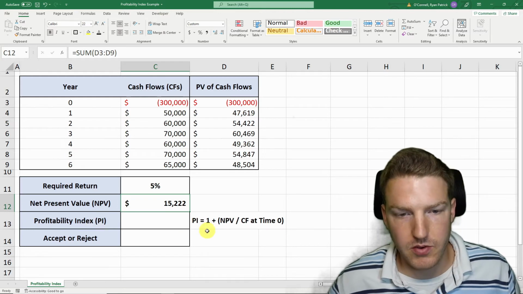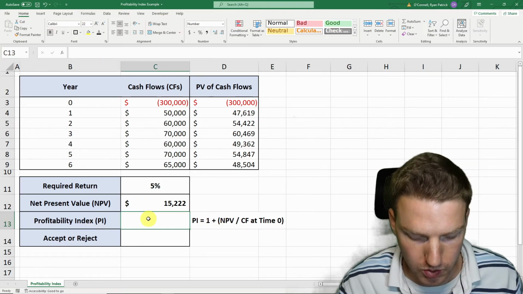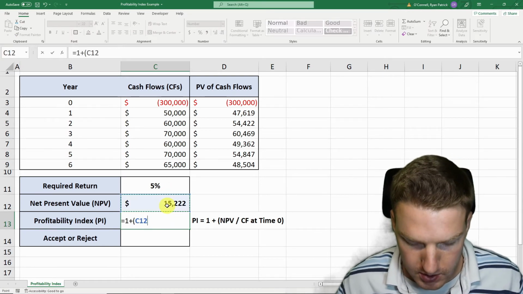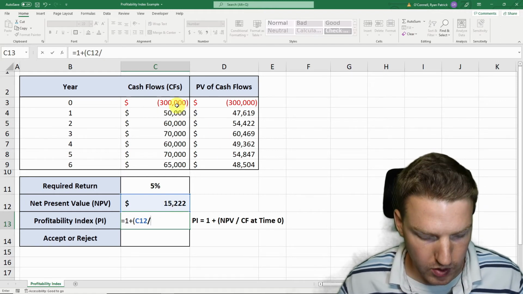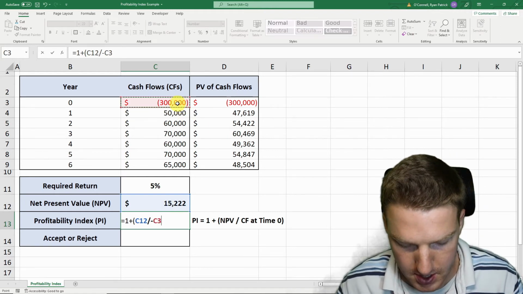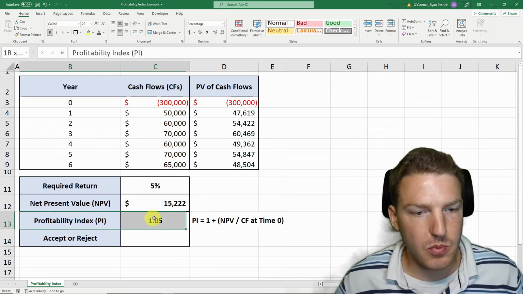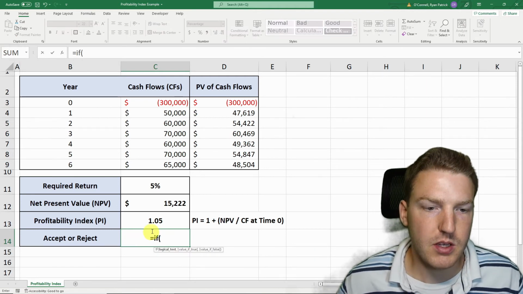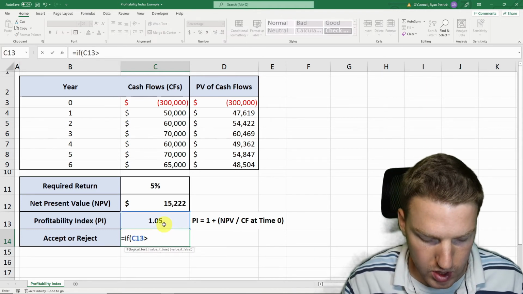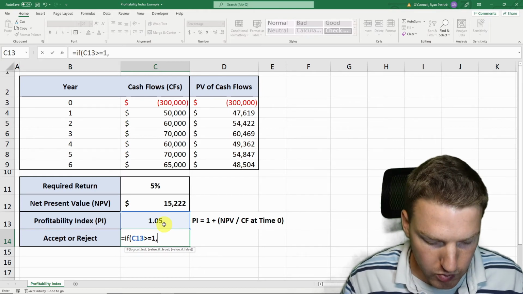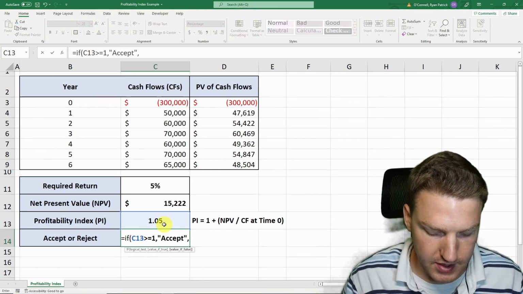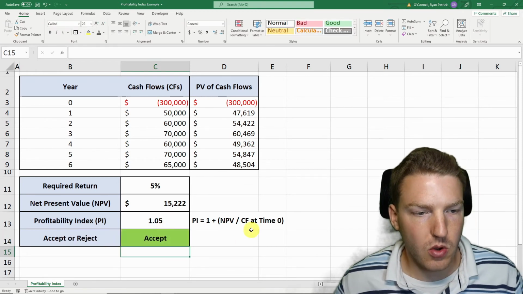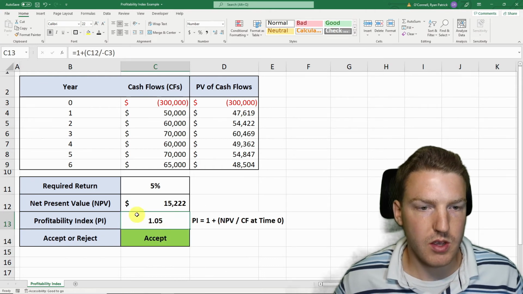So now let's calculate the profitability index, which I've put the formula for here. So the profitability index equals 1 plus the NPV divided by the cash flow at time zero, and I'm going to put a negative sign in front of that to make it positive. So we find that the profitability index is 1.05, and we want to say that if the profitability index is greater than or equal to 1, then we want to accept this project, and if it's not, then we'll reject the project. And so we see that because it's greater than 1, we'll say we want to accept it.